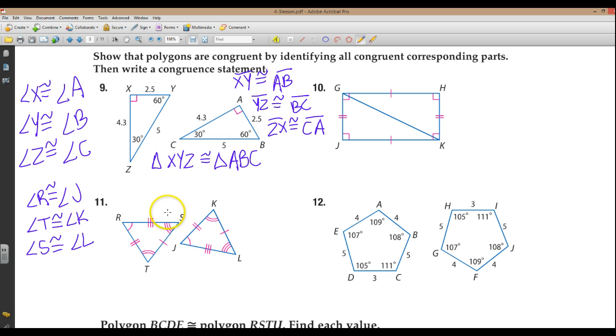Likewise, corresponding sides, put them in the same order. So if you go from 1 mark to 3 marks, we want to make sure to go from 1 mark to 3 marks there. So side RS is congruent to JL. ST would be congruent to, so 3 marks to 2 marks, LK.